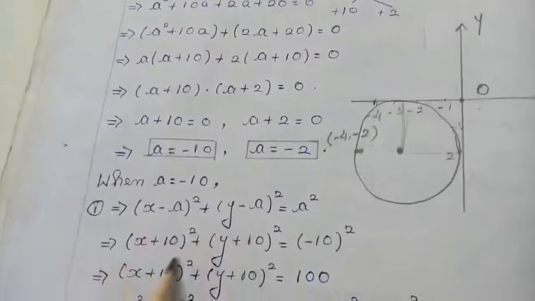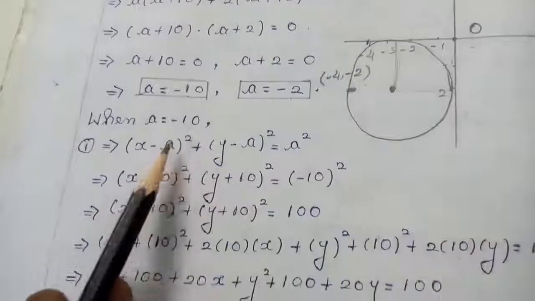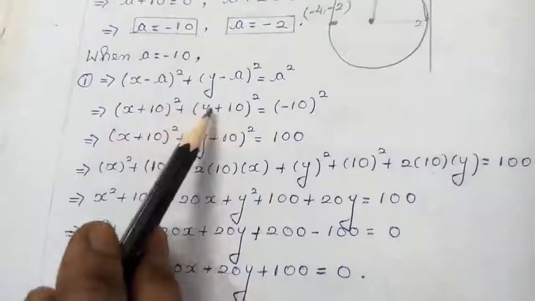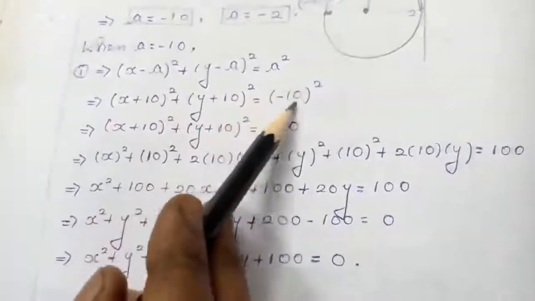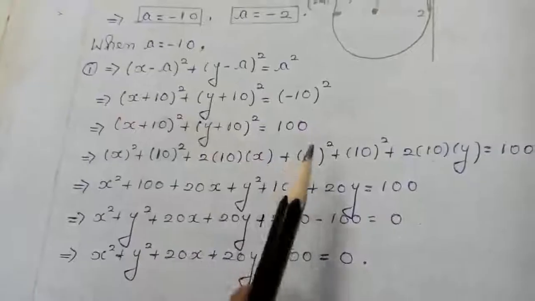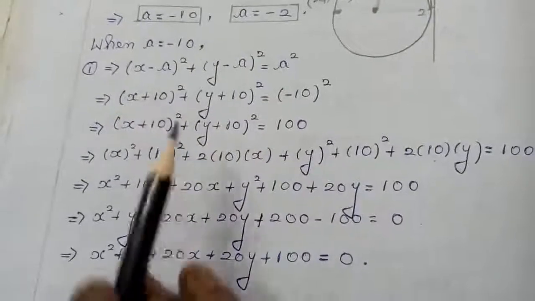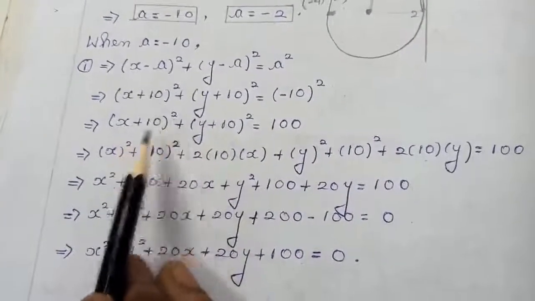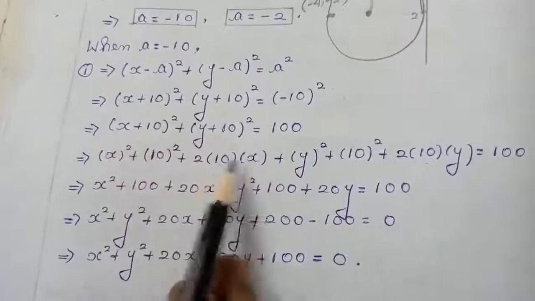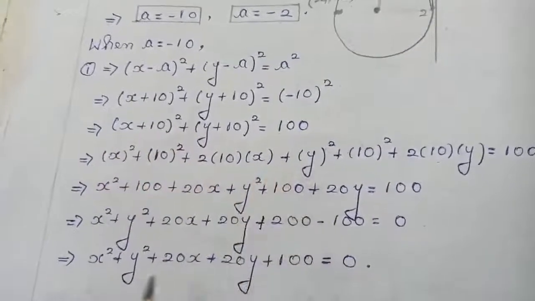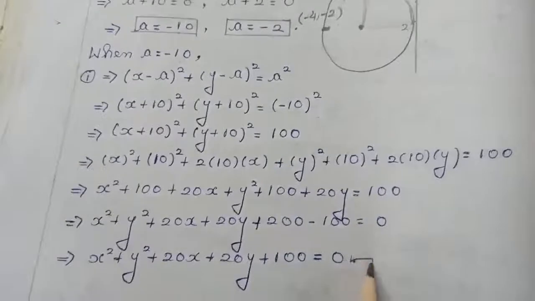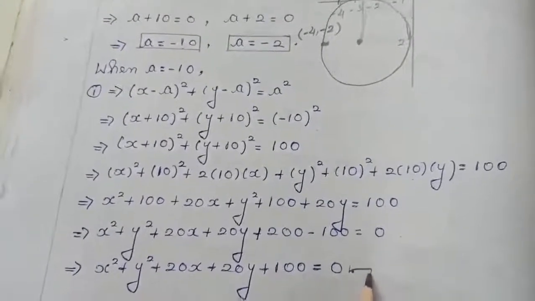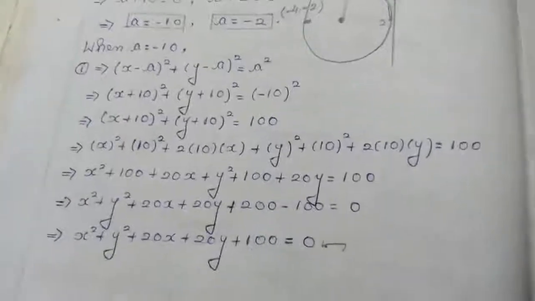I am just going to replace the value as -10, that is minus a, minus of minus, (x plus 10) the whole square plus (y plus 10) the whole square equal to (-10) the whole square. Simplify the value. In these two cases you are going to use the (a plus b) the whole square formula, that is a square plus b square plus 2ab. Simplification, students, you will get an equation like this when a equal to -10. Similarly, when a equal to -2, you are going to do the simplification.